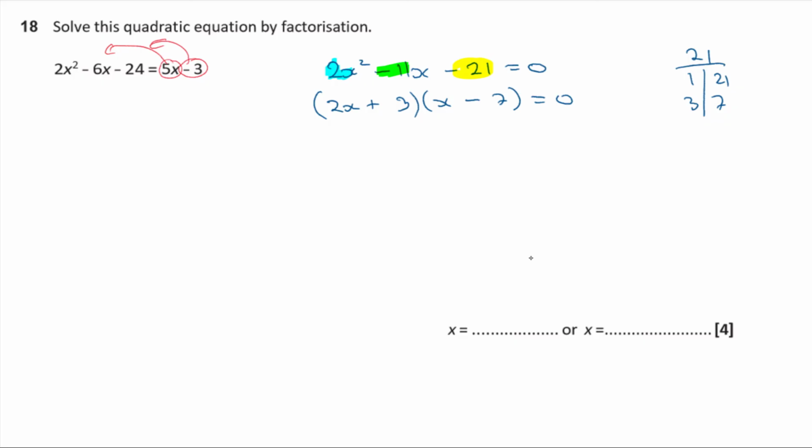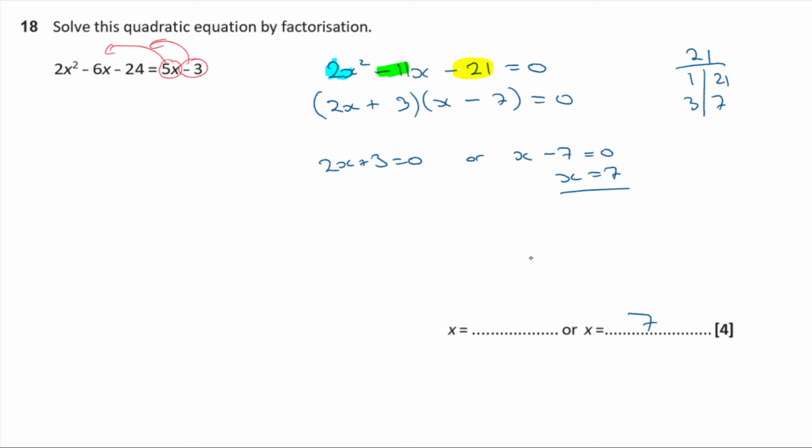If you've got two brackets multiplied together to give you 0, that means one of the brackets must be equal to 0. So either 2x + 3 = 0, or the other bracket, x - 7 = 0. Now if x - 7 = 0, that's easy. That's just x = 7. So that's one solution.